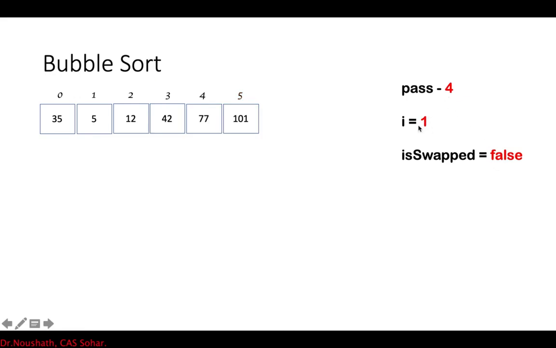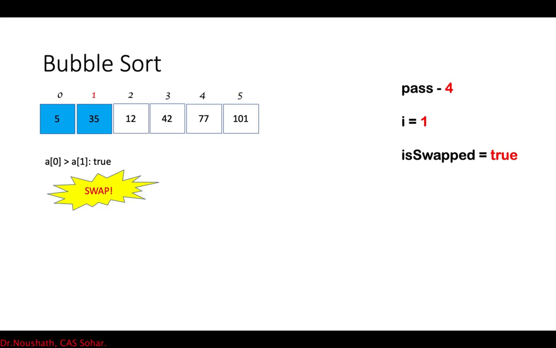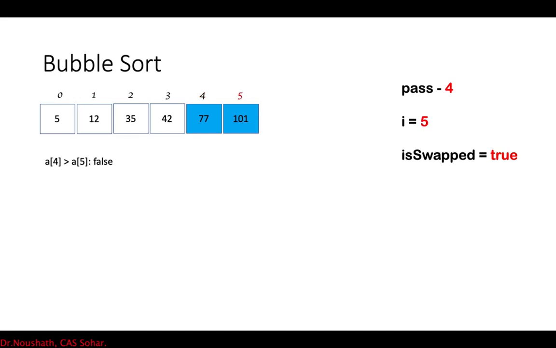I is reset to position 1, is swapped is again false. I compare the two elements pairwise in a similar fashion. I do the swapping here. Next to, again I do the swapping. No more swapping is needed. This completes pass 4. Okay, now pass 4 is complete. Important to notice this has been turned to true. Okay, so therefore there is a need to do one more pass. Okay, now this is the result of pass 4.